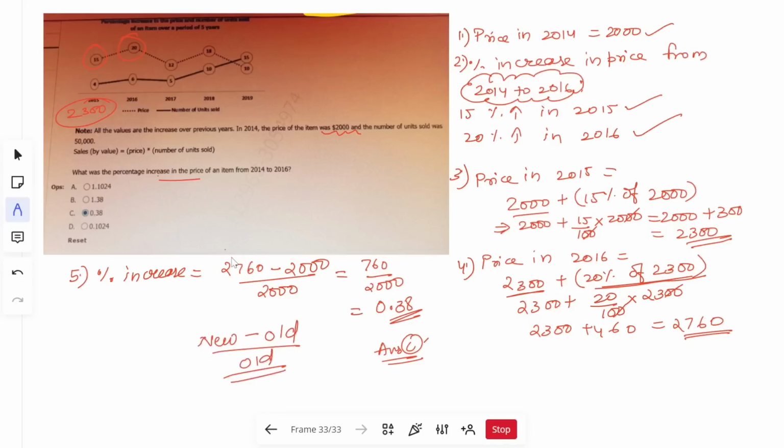So we have taken the new price, that is 2760, minus the old one, divided by the old one. When you subtract this, you will get 760 divided by 2000, and the final answer is 0.38. That is why the correct answer for this question is option C, that is 0.38. Guys, you should practice these questions. These are a must, because these questions are very regularly repeated, so you can't miss out on them.